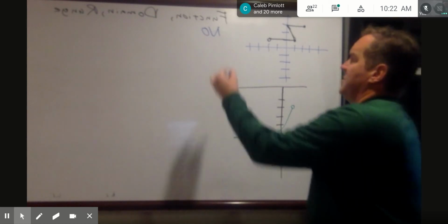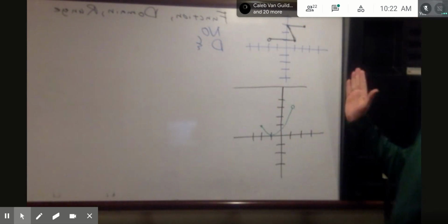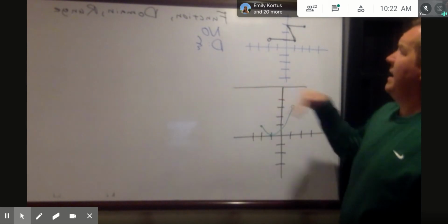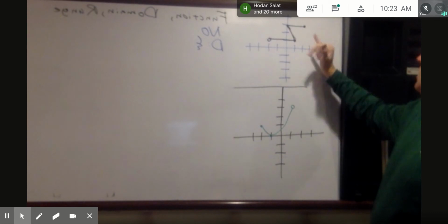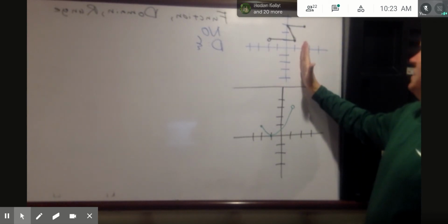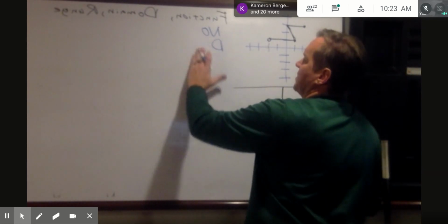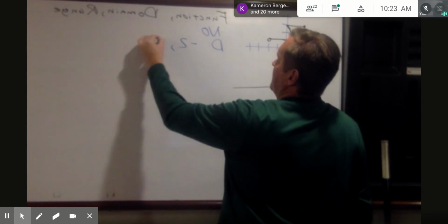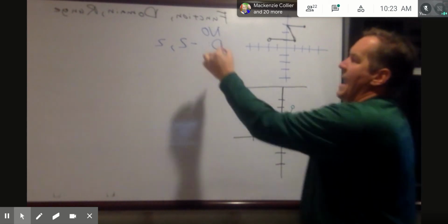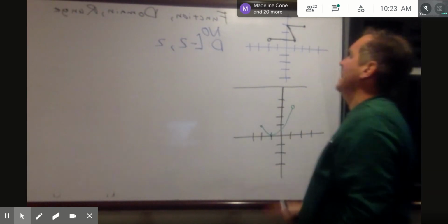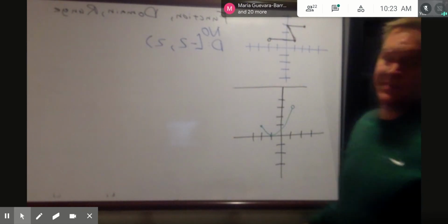Domain and range. Domain, what is the graph doing from left to right? So when I do domain and range, I'm only looking left to right for domain and bottom to top for range. So as this graph goes, it starts at -2 and goes to +2, left to right. I'm going -2 to 2. At -2, I have a closed circle, so I'm going to use a bracket. At +2, I have an open circle, so I'm going to use parentheses.